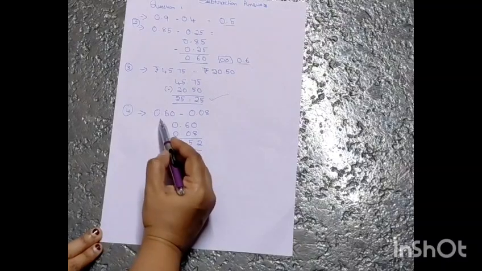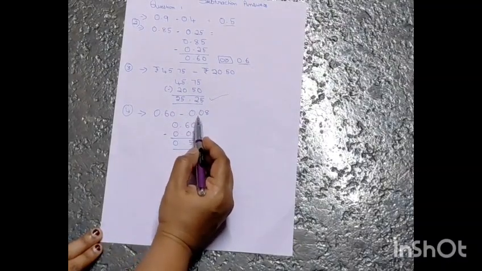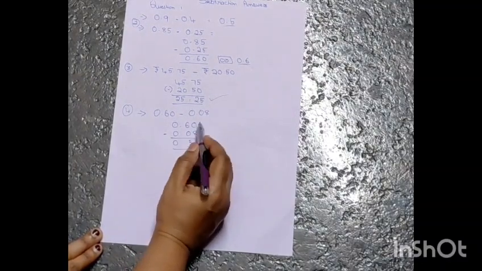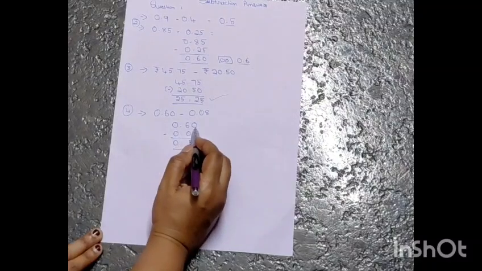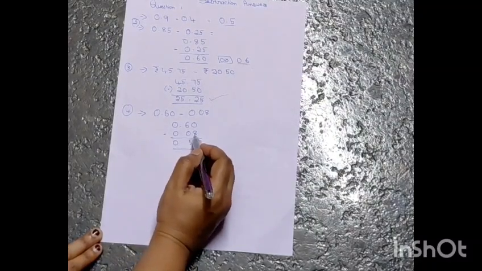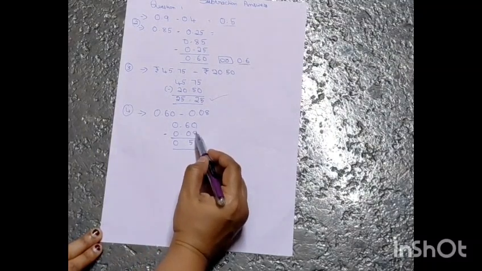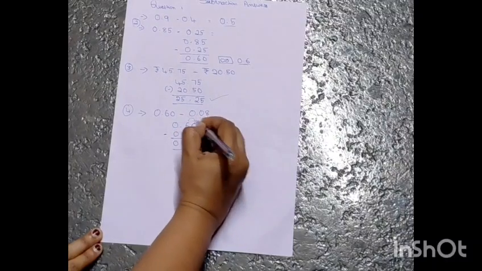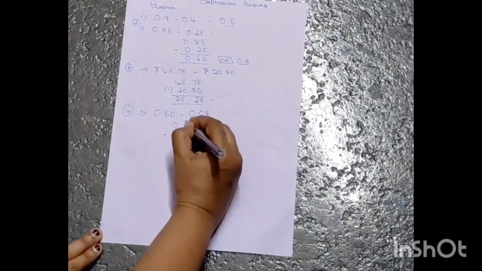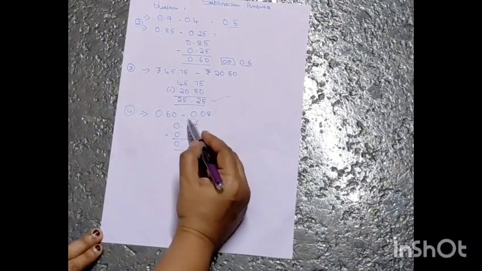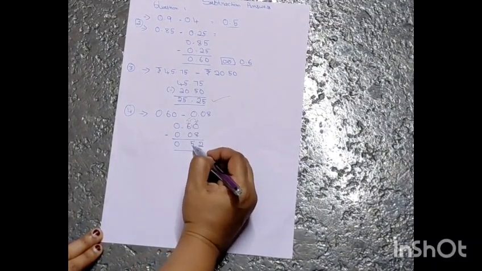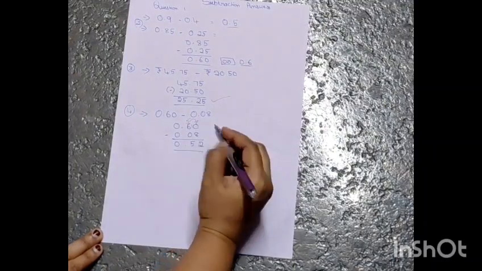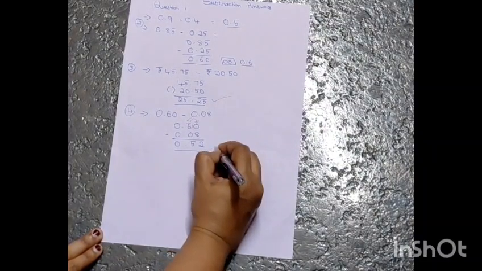Next, the last question. 0.60 minus 0.08. This is very important. Align everything properly before you do the subtraction. 0.60 minus 0.08. We can't subtract 8 from 0. So what have we done? Carry forward. 10 minus 8 is equal to 2. So this becomes 5. 5 minus 0 is 5. The decimal point is aligned properly. 0 minus 0 is 0. So 0.52 is the correct answer.